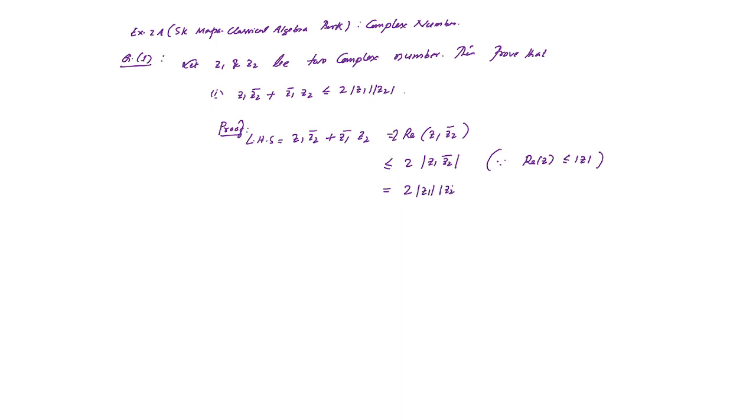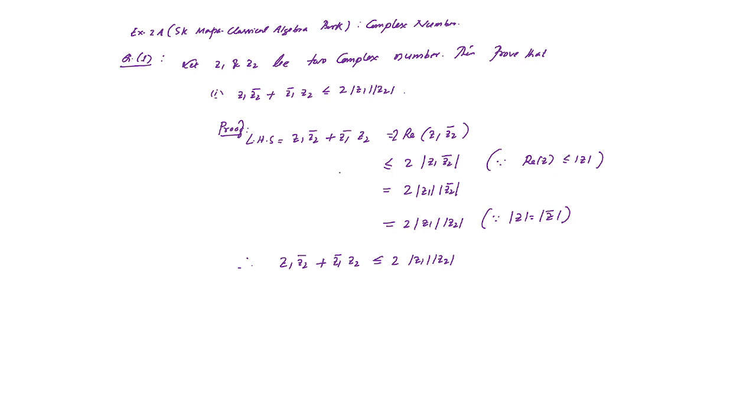2 times the modulus of z1 bar and z2 bar. Now we know that the modulus of z and of z conjugate is basically the same. So we can write this as basically 2 mod z1 into z2. So this is basically the right hand side of the inequality. So we can conclude z1 z2 bar plus z1 bar z2 is less than or equal to 2 mod z1 into mod z2.